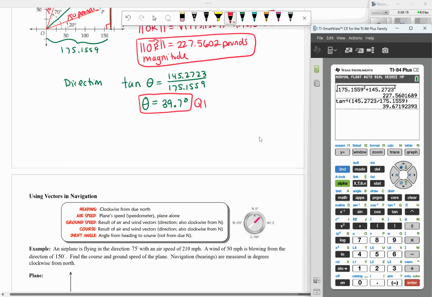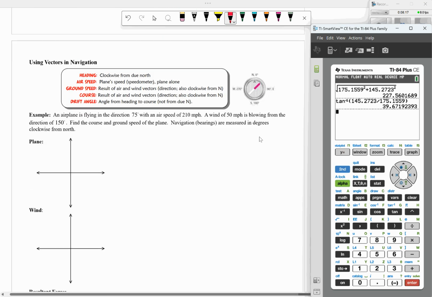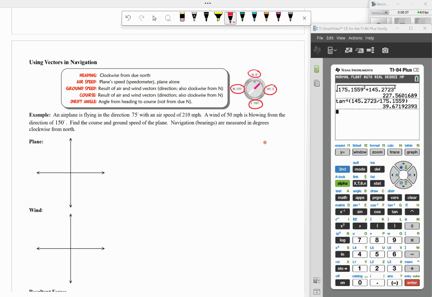Okay, so the next problem, using vectors in navigation. So remember, we've talked about navigation before. So navigation angle measurements are clockwise from due north. So remember, this would be 0 degrees at north, 90 degrees at east, 180 degrees at south, and 270 at west. So a heading is clockwise again, from due north.